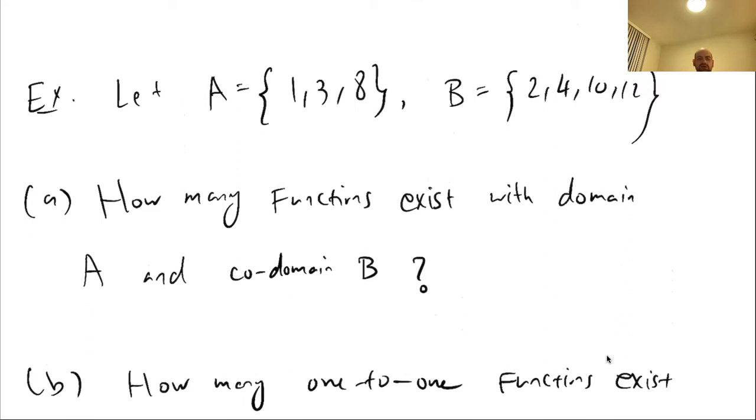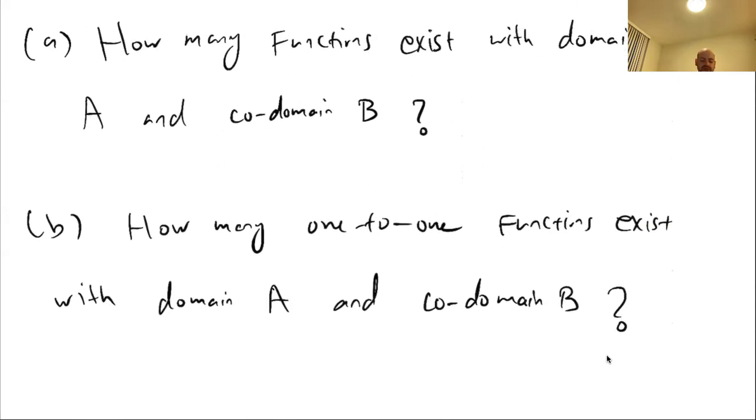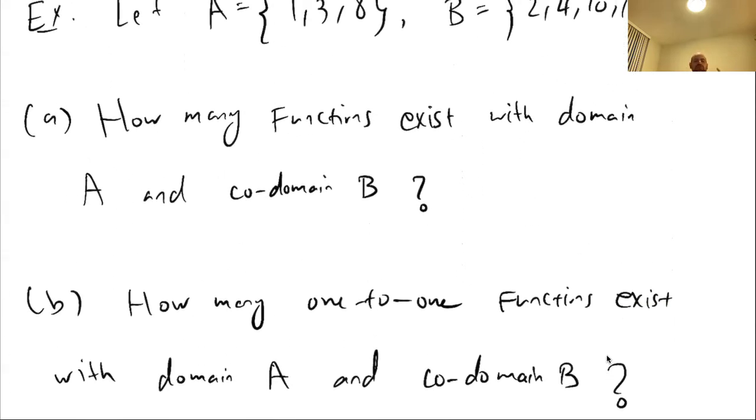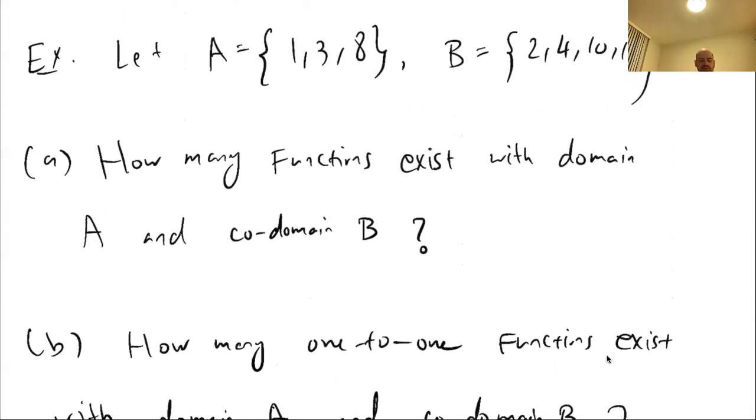So for functions, see, what does a function do? A function assigns exactly one output to each input. So look at the first input. The domain is supposed to be A, so we are supposed to have 3 inputs. So for the first input, how many options do we have to assign as an output?